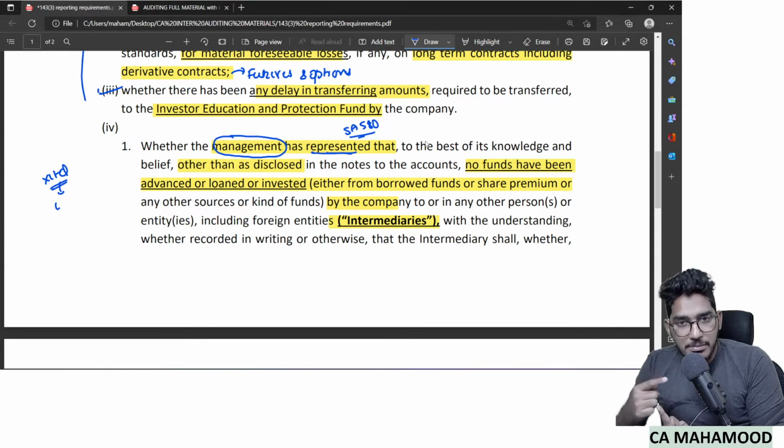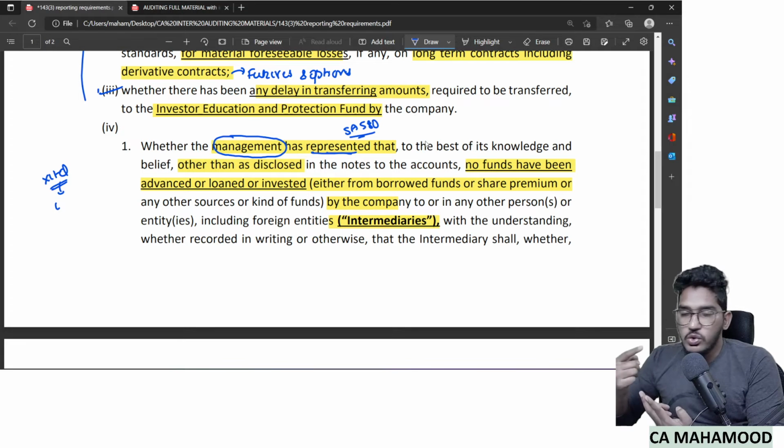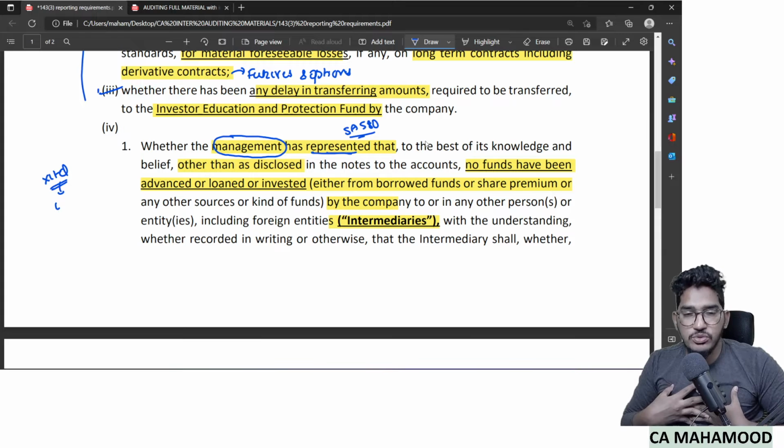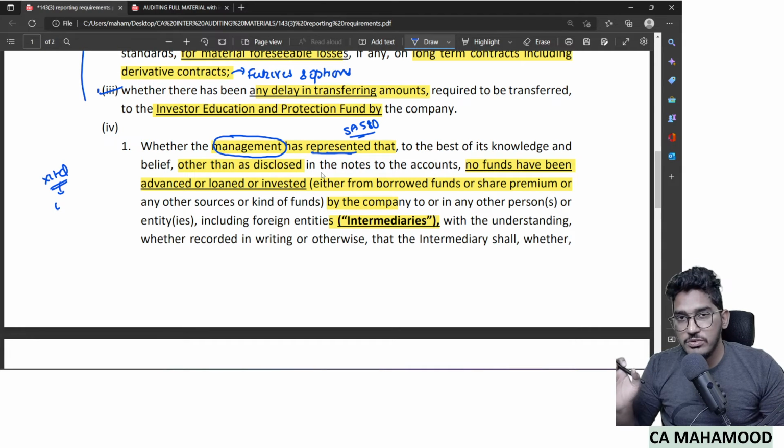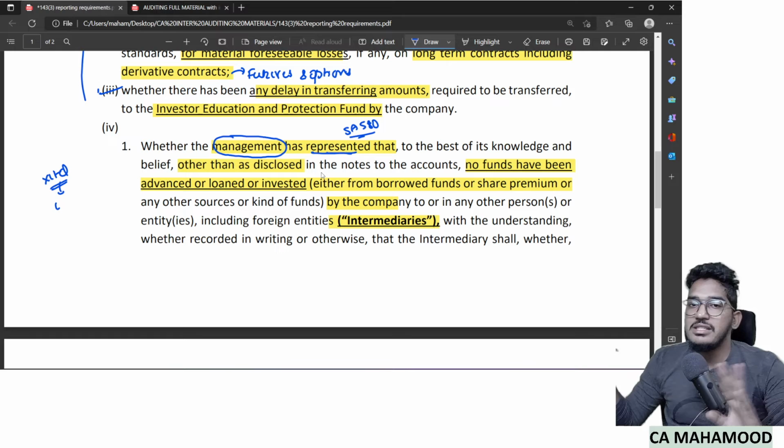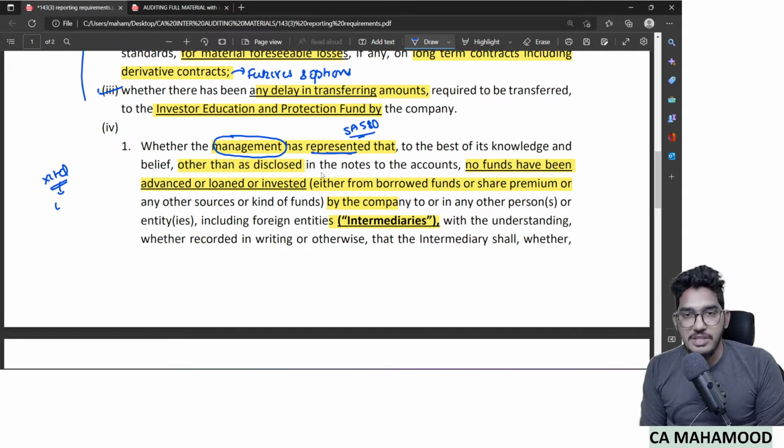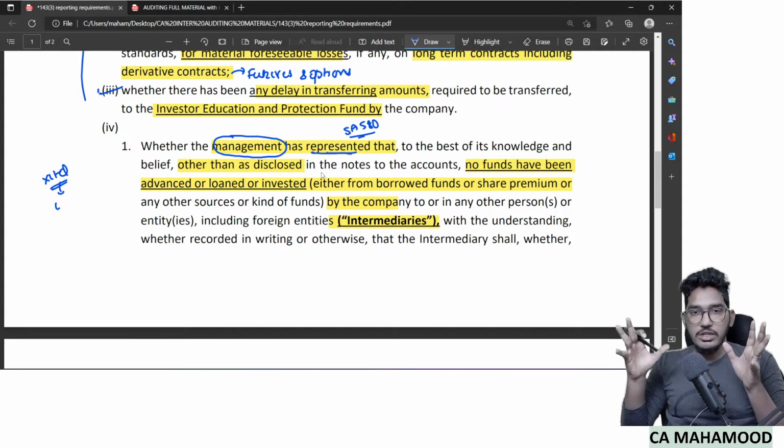So I will ask the management of my client company to give me a confirmation that to the best of their knowledge and belief, to the extent they know and believe, other than as disclosed in the notes to accounts, without disclosing in the notes to accounts, they should not have done some transactions. What kind of transactions? See, understand the context here.